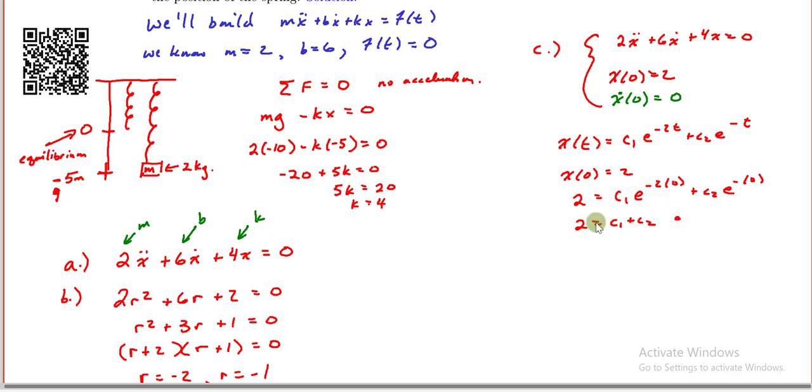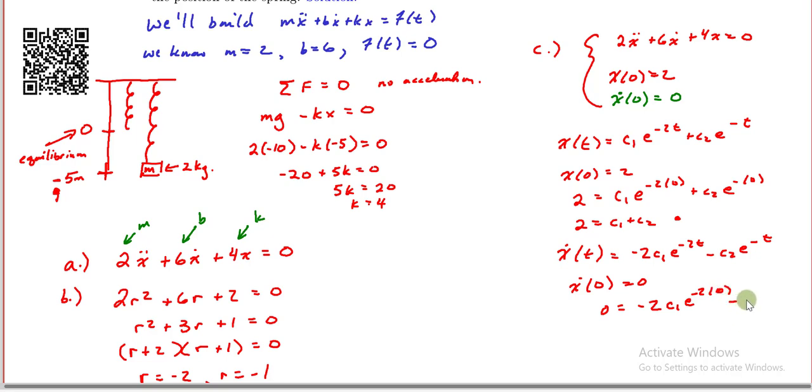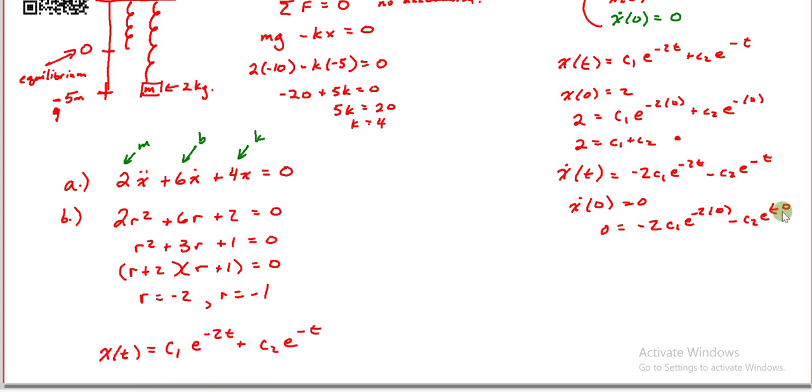Then if we take the derivative of our general solution, we would get negative 2c1 e to the minus 2t minus c2 e to the minus t. And then if we plug in the initial condition that this was released from rest, that would tell us that 0 is equal to minus 2c1 e to the minus 2 times 0 minus c2 e to the minus 0. If we clean that up, we get 0 is equal to minus 2c1 minus c2. So that's our second equation.